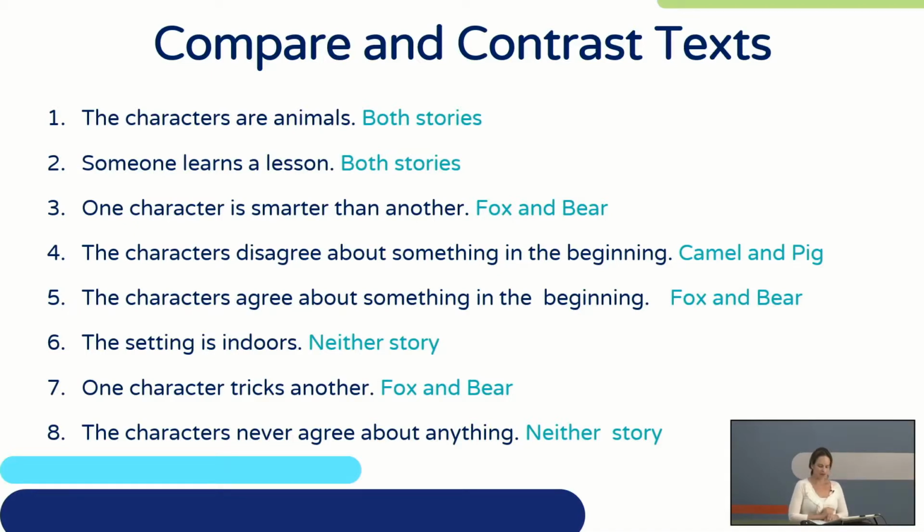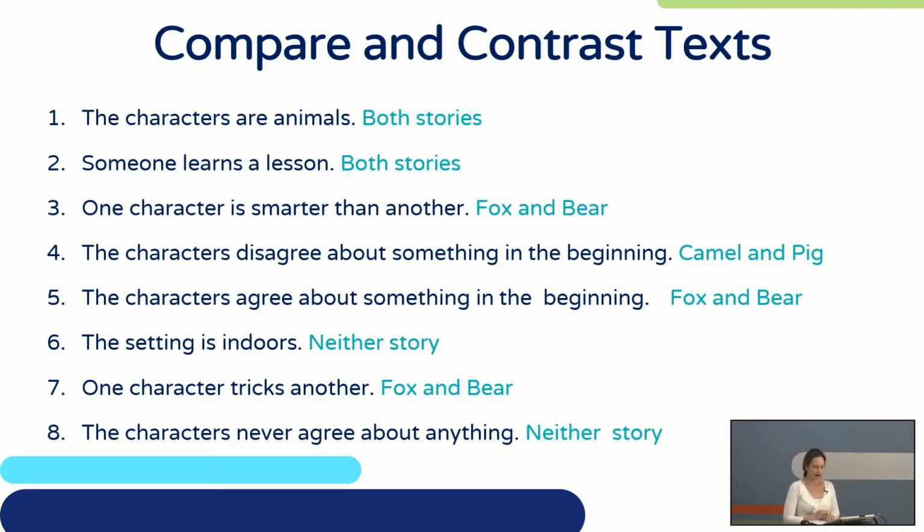One character is smarter than another. In which story is this true? This is true in the Fox and Bear story. Fox is smarter than Bear. Fox tricks Bear, right? He tricks him so that Fox will eat the corn, and when the crop turns to turnip, Fox will still eat the turnip also, and Bear always gets left out. He doesn't get to eat anything good.